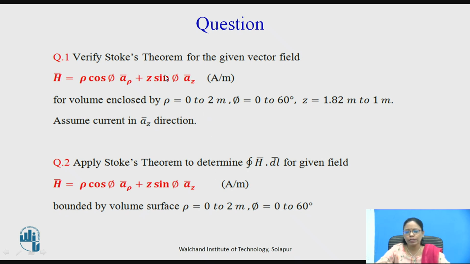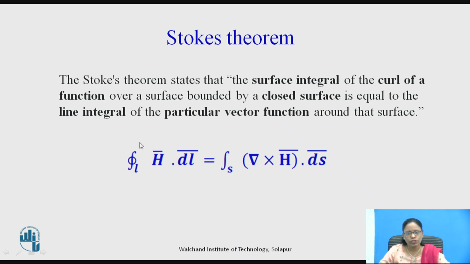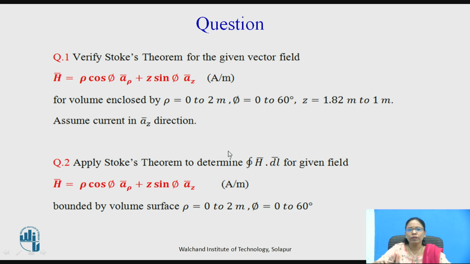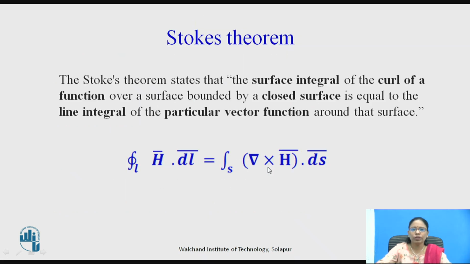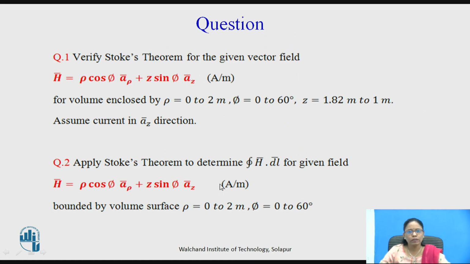When I say verify the Stokes theorem, I need to find the LHS and the RHS, and check that LHS is equal to RHS; then I can say that the Stokes theorem is verified. But for the second problem, where it says apply the Stokes theorem to determine the closed integral of H dot dl, I need to find the curl over the surface, and whatever answer I get by the Stokes theorem is equal to the line integral of H dot dl. So both will be the same, but here I am just finding the RHS, whereas there I am finding both LHS and RHS. That is the only difference.